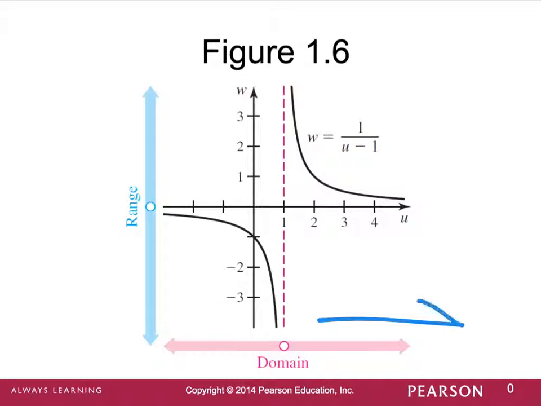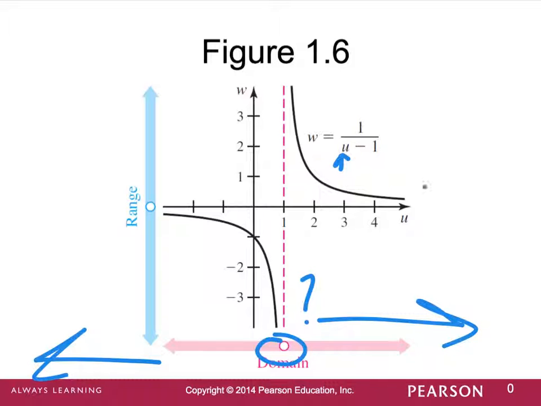Unlike the last example, this one actually goes on forever in that we don't have a maximum domain value. We can have any x value as far to the right as we want, or in this case, it's a u value. And we can have any value we want to the left. However, there is an issue at this value of 1. Why is there an issue at the value of 1? Well, that gives us a 0 in the denominator, and that is a big no-no in algebra.